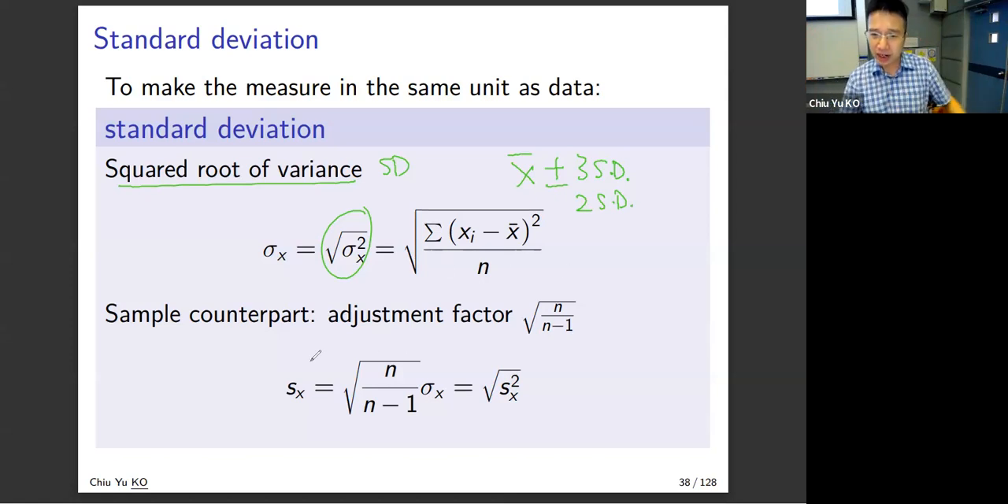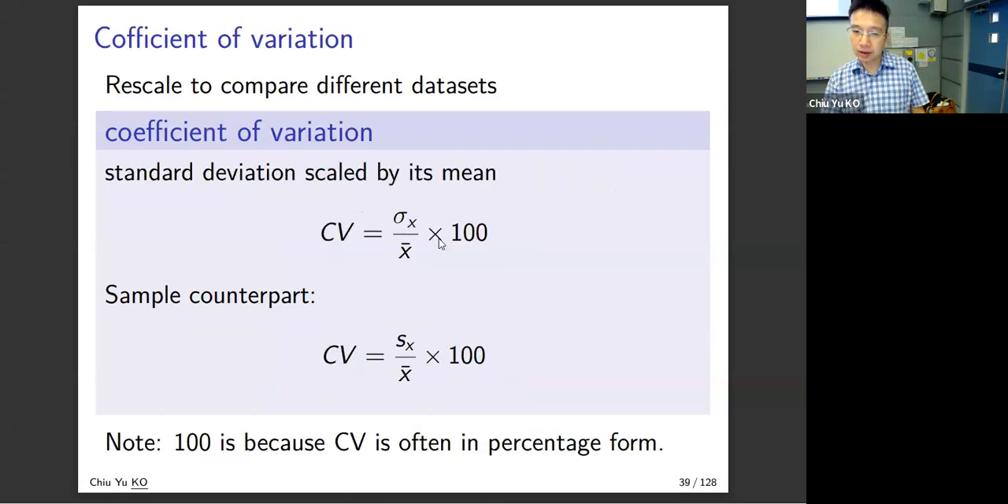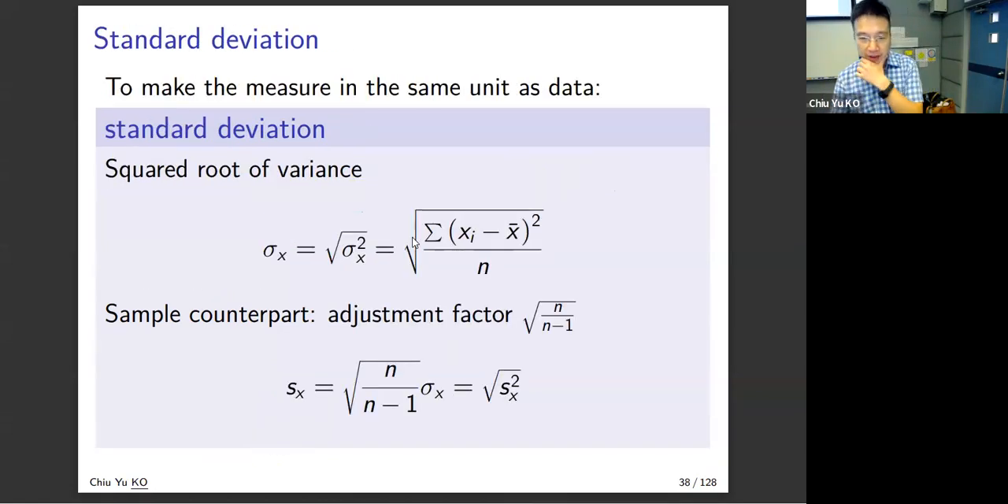Again, we have a sample counterpart. Later we will learn Excel, and this is just to remind you what the formula for this will be. They call it STDEV, something like that. Yeah, I think that's the case. Okay, so it will be there, but we'll talk about Excel later.